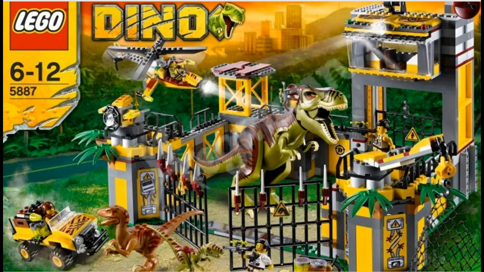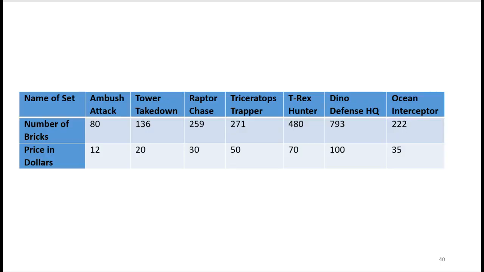To illustrate the scatter plot and how they are constructed, we're going to look at a small part of the Lego data. We're going to focus on the 7 sets from the Dino collection. The data is given here. When creating a scatter plot, the first thing we need to do is decide which variable is the explanatory variable and which is the response. In this case, it is reasonable to think that the number of bricks in a set will be able to predict the suggested price, so the number of bricks will be the explanatory, and the price in dollars the response.